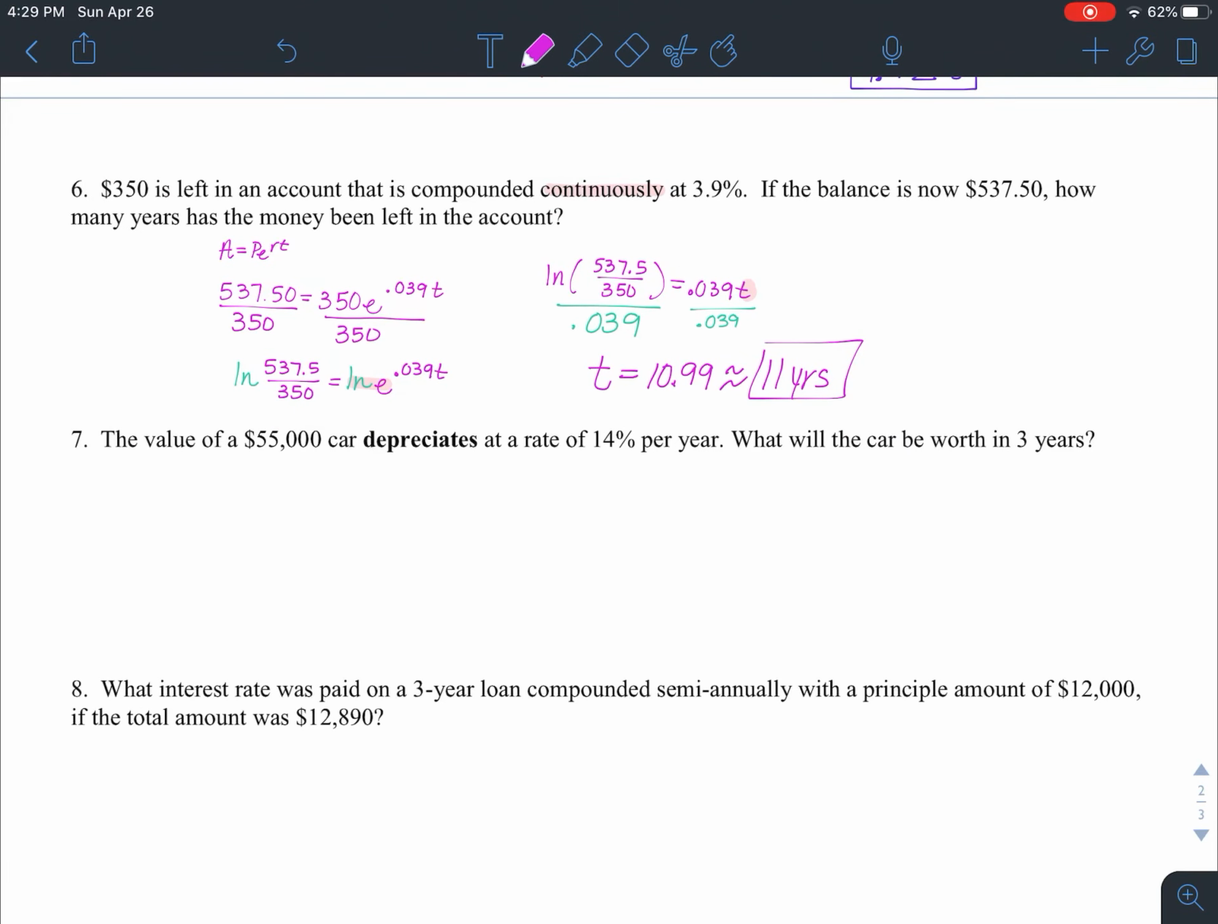All right, new word here in bold. The value of a $55,000 car depreciates.